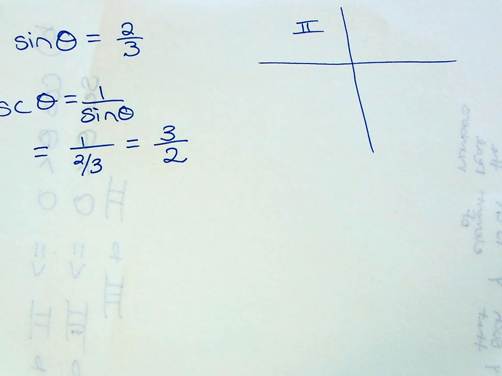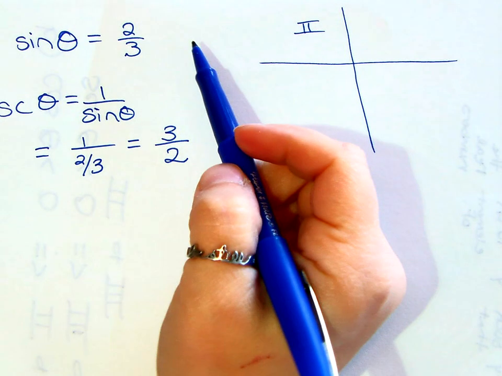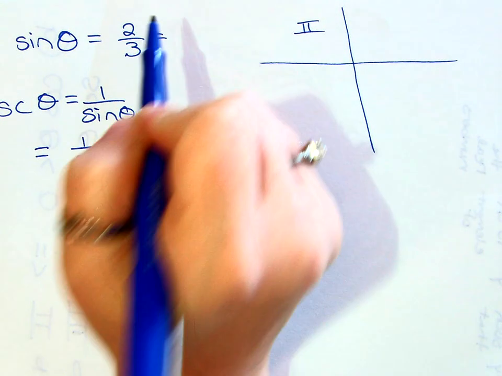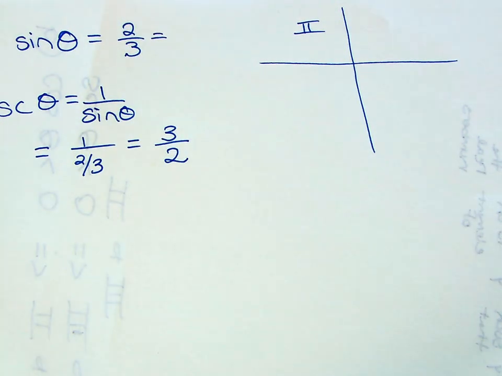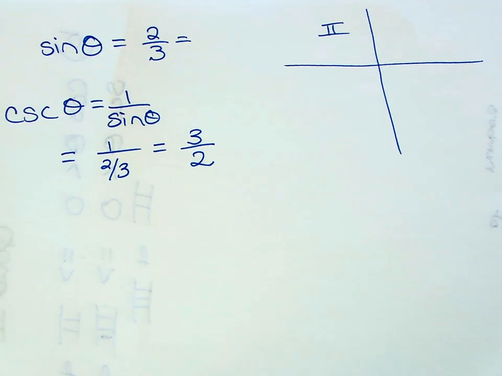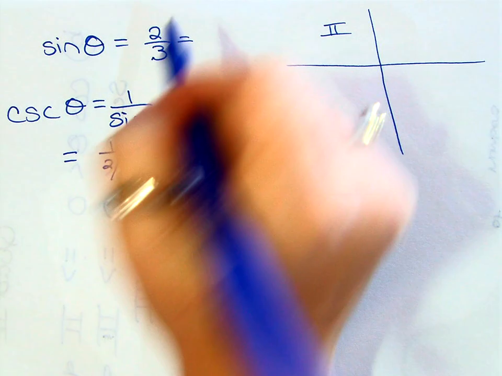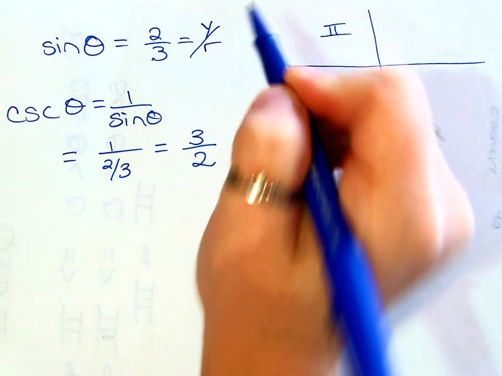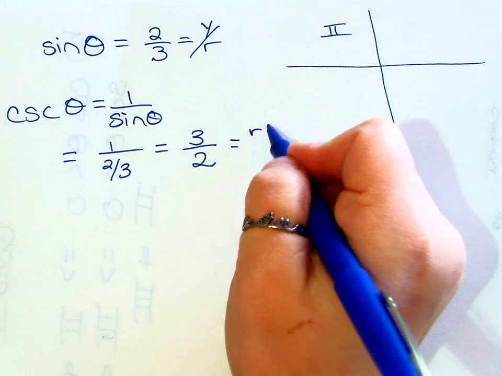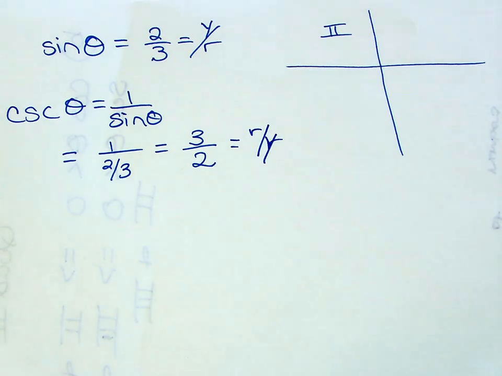Who remembers from sometime this week, I guess it was Wednesday, sine is what over what in terms of x's, y's, and r's? It's y over r, which means that cosecant is r over y. That's not super helpful. But what is helpful is I'm going to draw just a regular triangle that would show up if we were in quad 2.